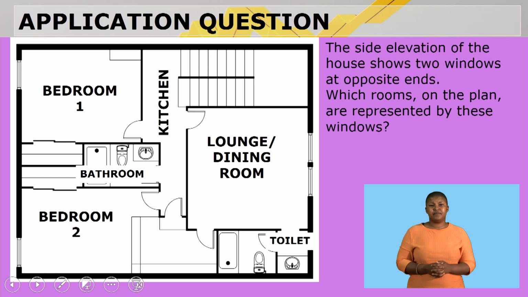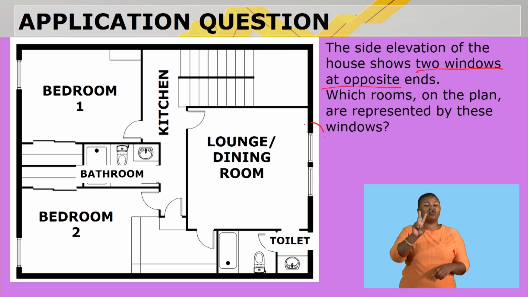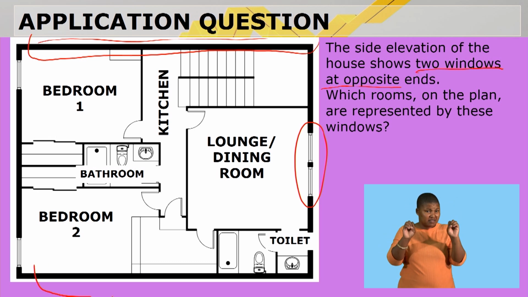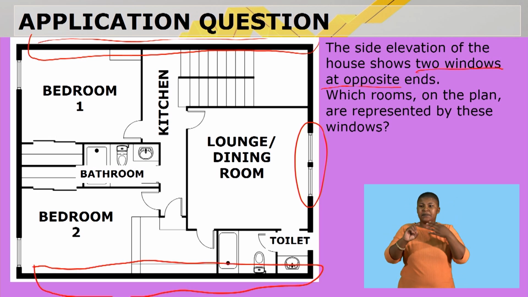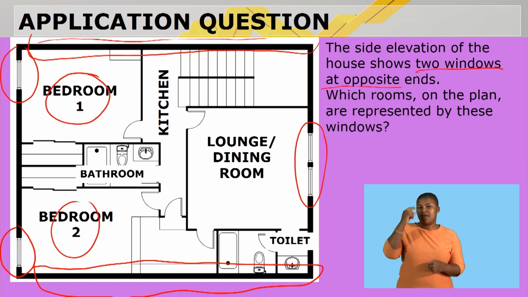The side elevation of the house shows 2 windows at opposite ends. Which rooms on the plan are represented by the windows? So remember, 2 windows at opposite ends. This is 2 windows, but they're close together. There are no windows on that side of the house, and there are no windows here. So the opposite ends, that's the 2 windows. So which rooms on the plan will be represented? It's going to be the bedrooms.